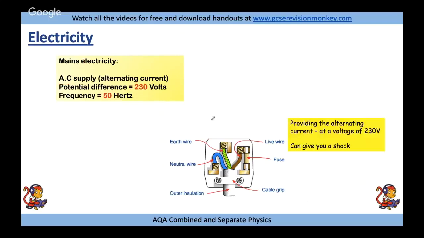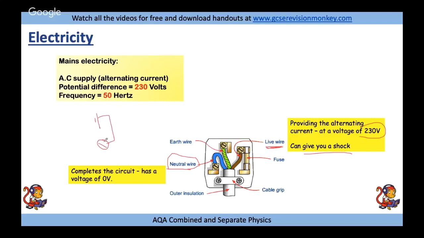Okay, a few bits of safety to do with this then. So the live wire, that provides the alternating current and it carries a voltage of 230 volts on it. It can give you a shock if you touch it. This neutral wire here, what's its job? Well, it completes the circuit. Just like in a traditional circuit with a bulb, you'd never try and light a bulb up with just the live wire. You would need to also have a wire that returned it back to the cell as well.